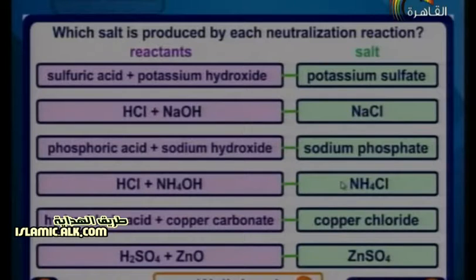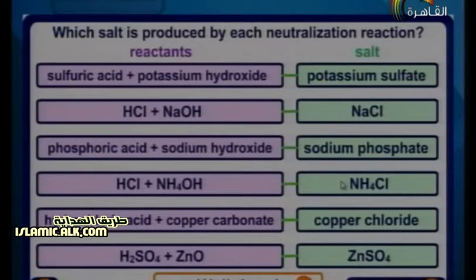After that we have phosphoric acid and sodium hydroxide, it's sodium phosphate. So here the sodium phosphate comes out from the acid and hydroxide, forming water with the salt. And after that HCl and NH4OH, it means what? Ammonium hydroxide and HCl. So it is solution of ammonia, NH4OH. So we have NH4Cl formed, and HOH, it means water.